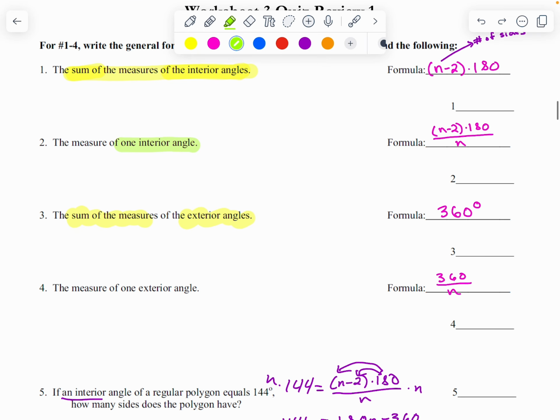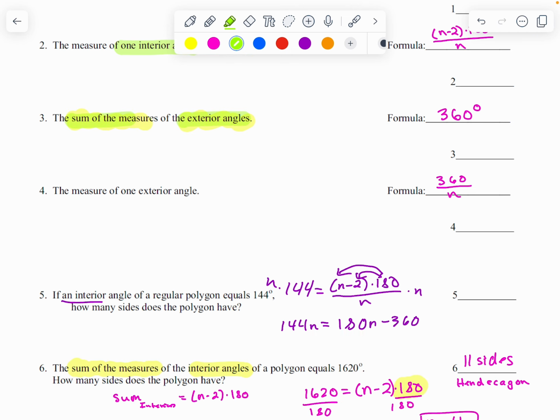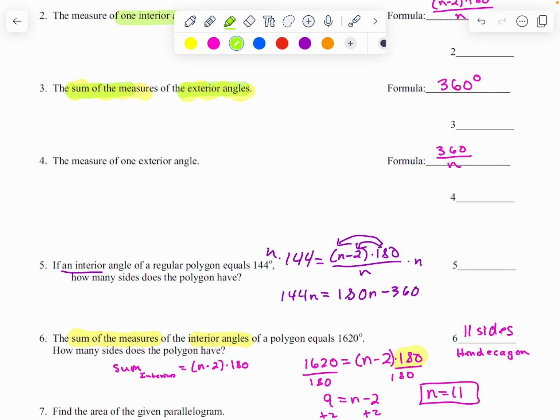Now, if you remember during the notes, I said the sum of all of the exterior angles will always, period, be 360. Whether that be a triangle, quadrilateral, anything, it does not matter. It will always be 360. So the exterior angles. And if you're looking for one of a regular polygon, the measure of one exterior angle, well, that's just 360 divided by the number we have. The same way that we can do it with the inside, we can divide by the number that we have. We can do the exact same thing with the outside.